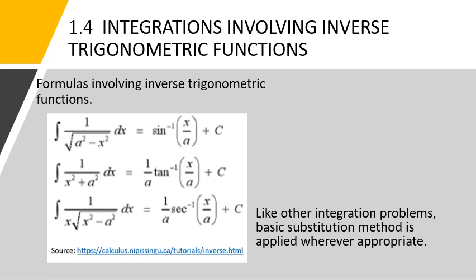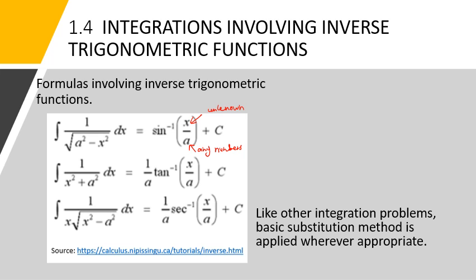We have the integral of 1 over square root of a squared minus x squared dx, equal to sine inverse of x over a, plus c. So a is any number, and x is our unknown. Our answer must be in terms of an inverse trigonometric function.